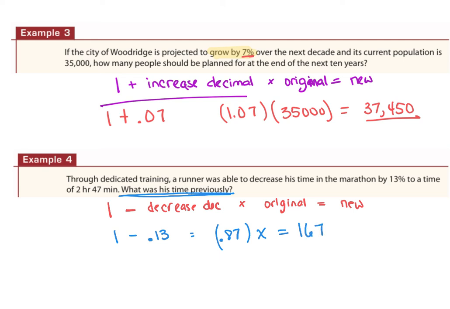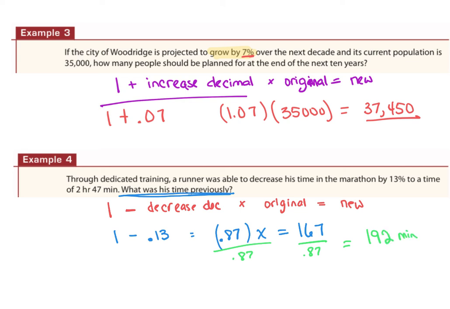So then how do I find his original time? What's happening between the 0.87 and the x? Multiplication. So what do I do to solve? Division. What is 167 divided by 0.87? 167 divided by 0.87. It's going to be bigger than 167. 192, I think they round, right? 192, all right? That's in minutes.